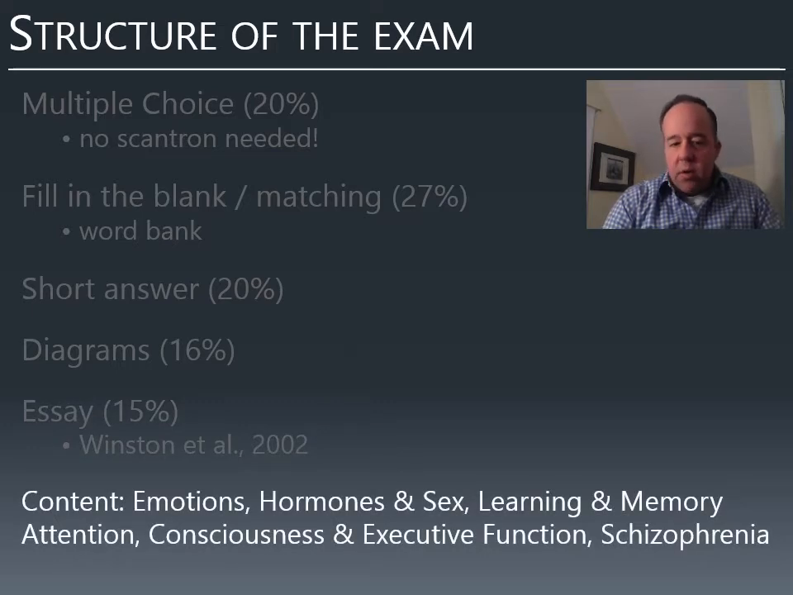For which units are on there, it's everything since the previous exam. This looks like a long list, I know. It's mainly because a lot of the titles for the lectures had ampersands in them, covering a couple different things. It's really no more content than was on the first exam. So emotions, hormones and sex, learning and memory, attention, consciousness and executive function, schizophrenia. We had some smaller topics, so that's why it looks like there are more lectures. We had a lot of single lecture topics, but in terms of information, it's not any more than usual.